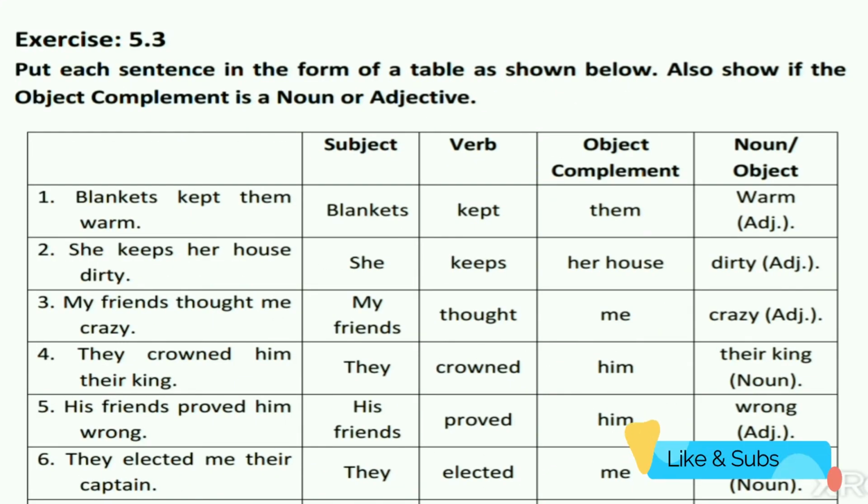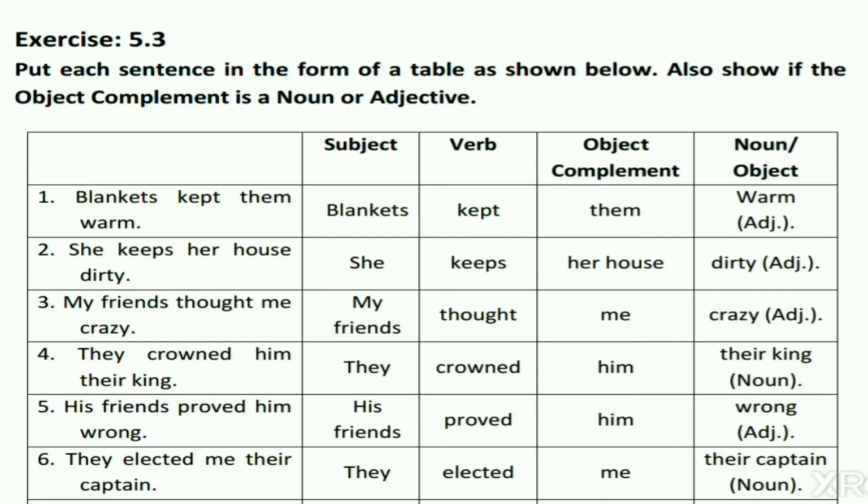Exercise 5.3. Put each sentence in the form of a table as shown below. Also show if the object complement is a noun or adjective. So in this statement we use basic pattern 7. In basic pattern 7, subject, verb, object and object complement. The object complement is a noun or adjective which describes the object.